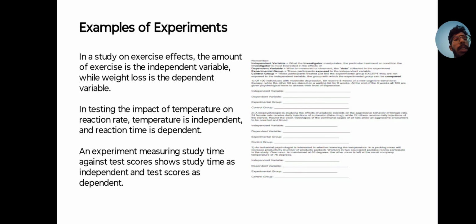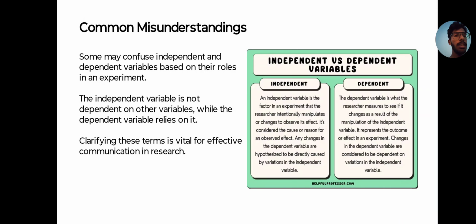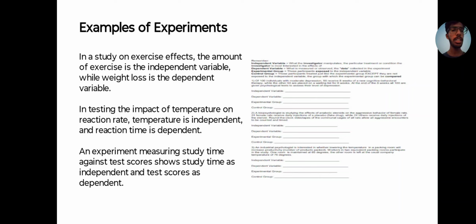Explanation of the experiments. In a study of exercise effects, the amount of exercise is the independent variable, where the rate of weight loss is the dependent variable. Next, testing the impact of temperature on the reaction rate. Temperature is independent. An experiment measures the study time against test scores, showing that study time is the independent variable and test scores are dependent.